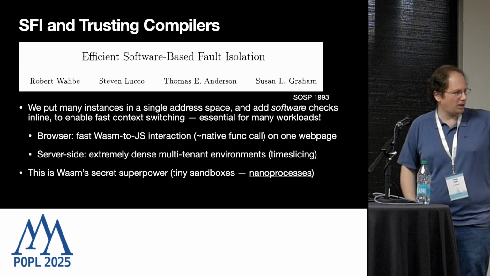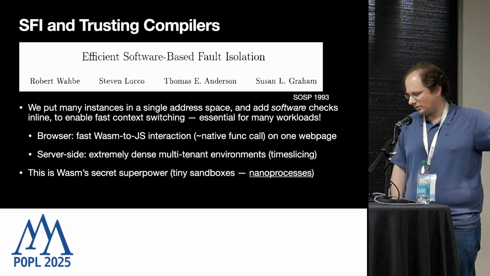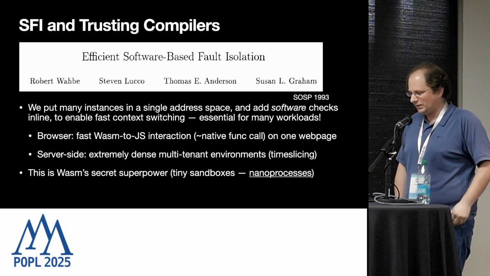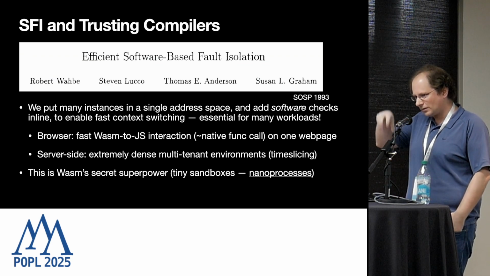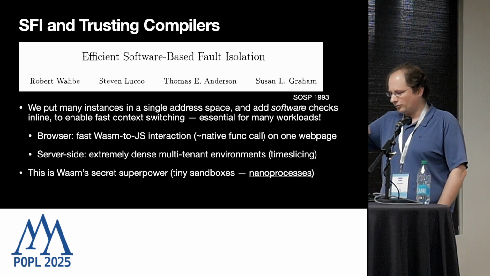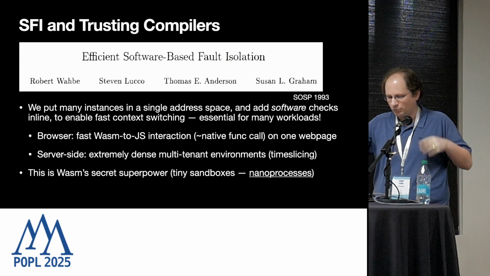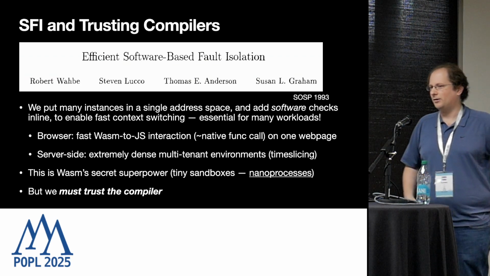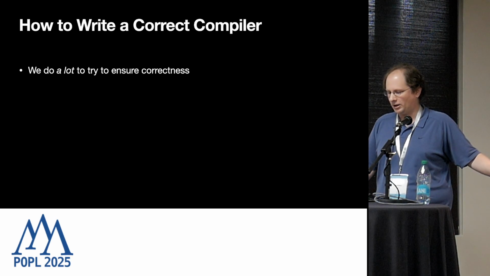And actually, there's a blog post by Lin Clark on the Bytecode Alliance blog that describes this as nanoprocesses. It's like a really powerful building block to have these extremely tiny trust domains, virtual machines essentially, that you can put inside of a process. But in order to have them, we have to trust the compiler, right? And so that's the problem we need to work on.